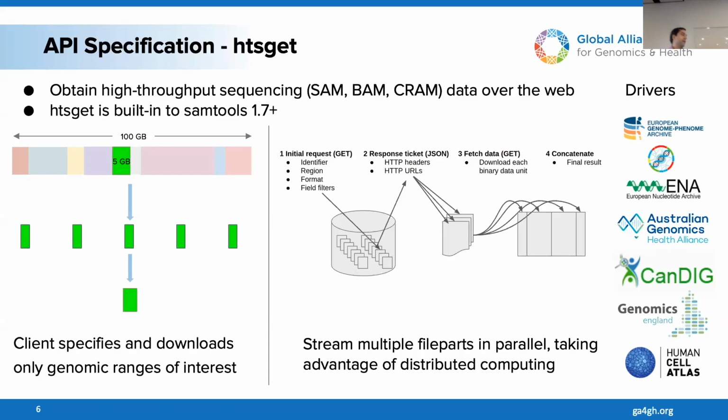There's also the way that the API is structured, which allows for downloading multiple file parts in parallel, allowing you to take advantage of distributed computing if that's your infrastructure.